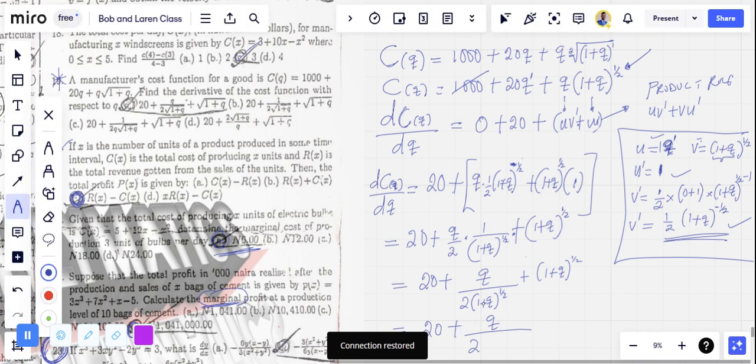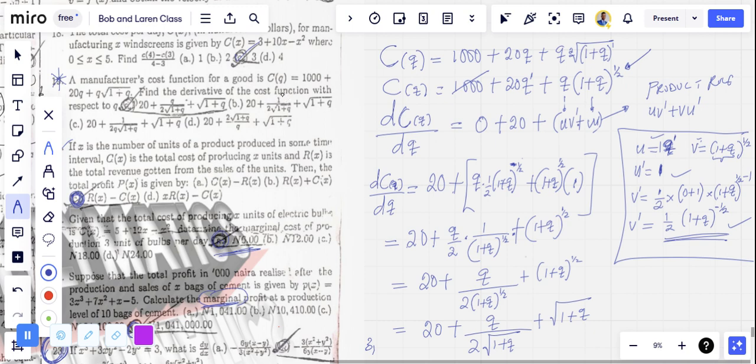Okay, it's back. So 1 plus q, this 1 plus q to the power of half, automatically becomes the square root of 1 plus q. It's not the same thing. This half represents root, and this fractional index half also represents root. That's one square root of 1 plus q. So that is option A: 20 plus q over 2 root 1 plus q plus square root of 1 plus q. So this is the correct answer.